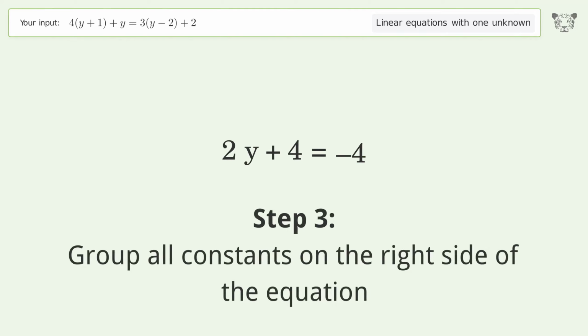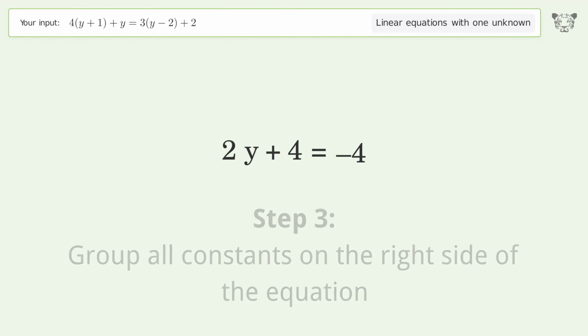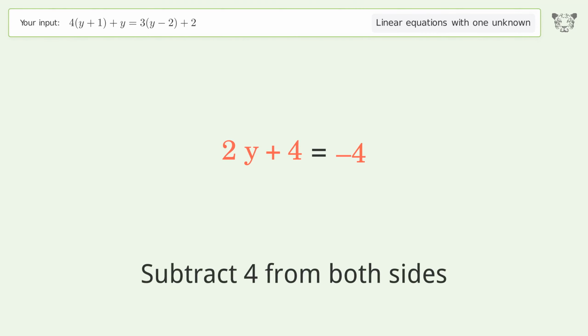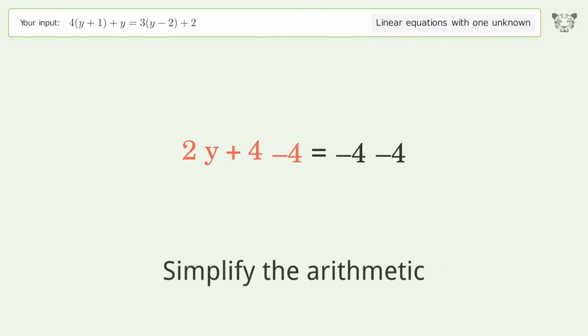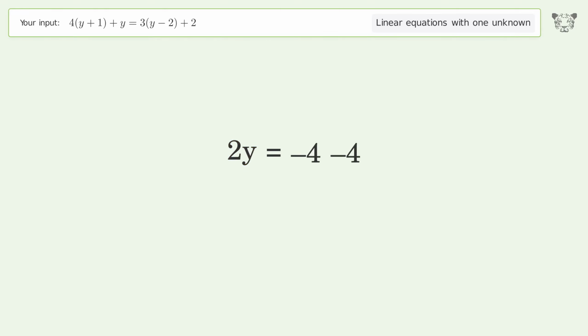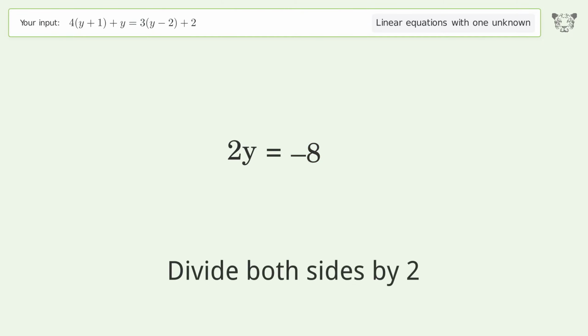Group all constants on the right side of the equation. Subtract 4 from both sides. Simplify the arithmetic. Isolate the y. Divide both sides by 2.